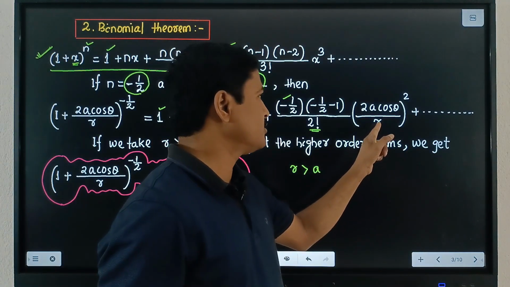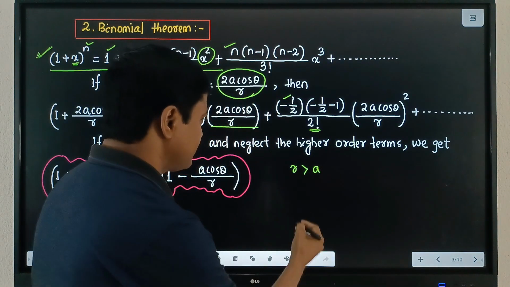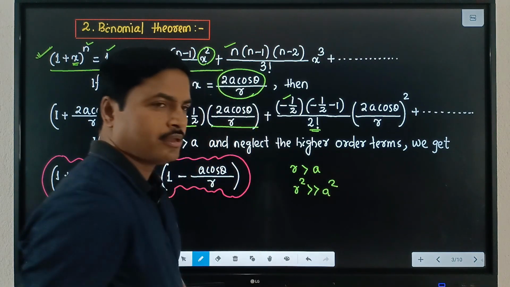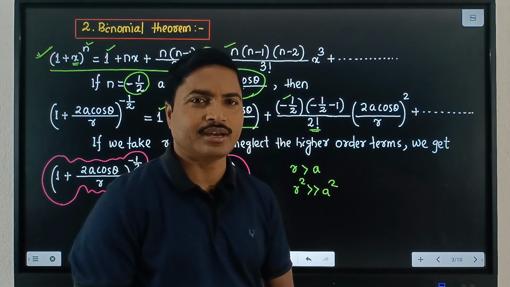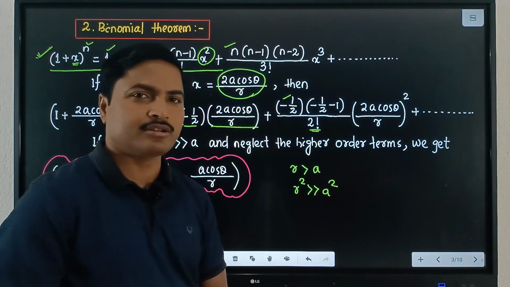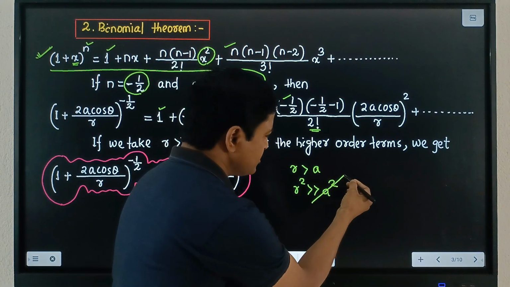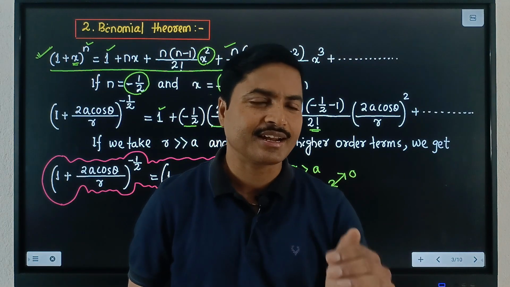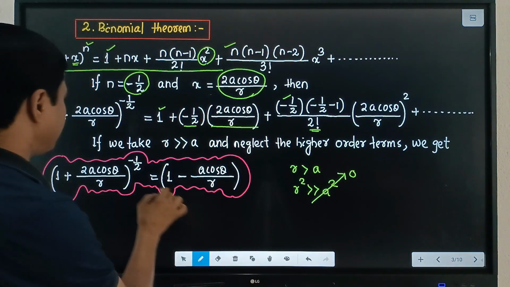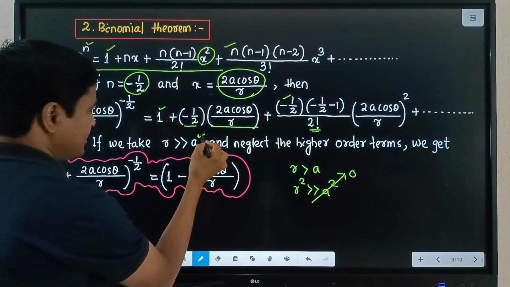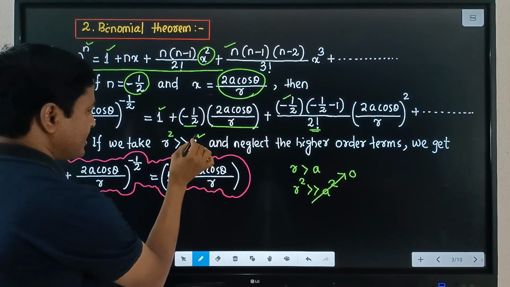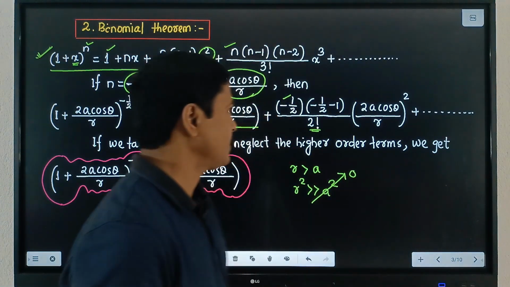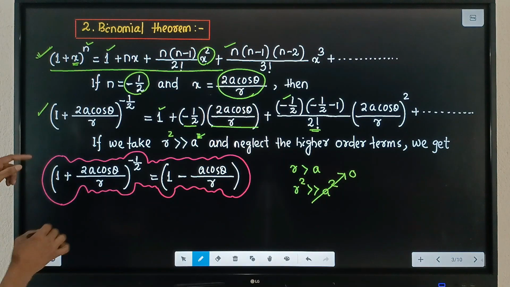This distance r is suppose greater than a, then r square is very much greater than a square. If r square is very much greater than a square, then a square divided by r square is approximately 0 but not 0. That means here we neglect the higher order terms. So if we take r very much greater than a, or r square very much greater than a square, and neglect the higher order terms, then this expression now becomes the same thing.